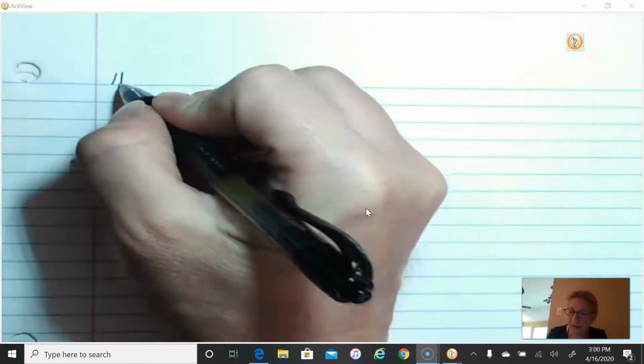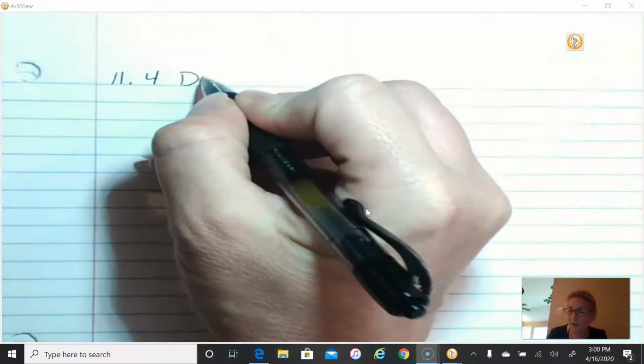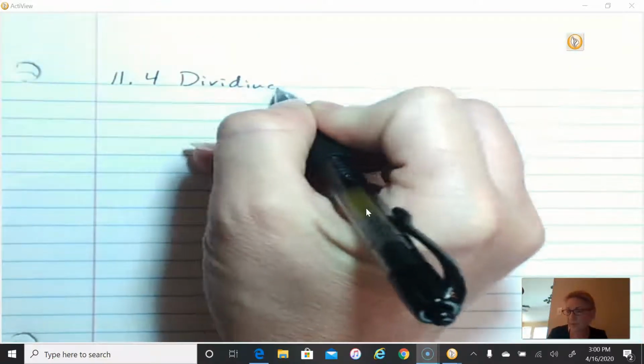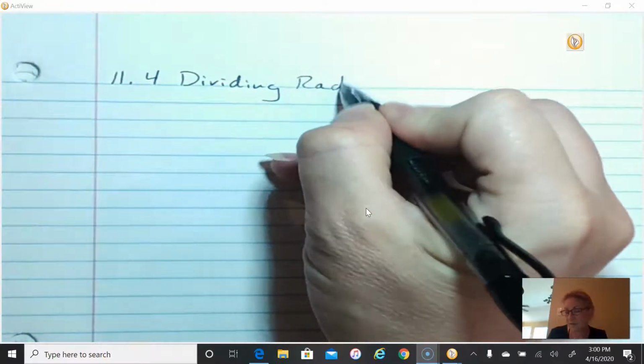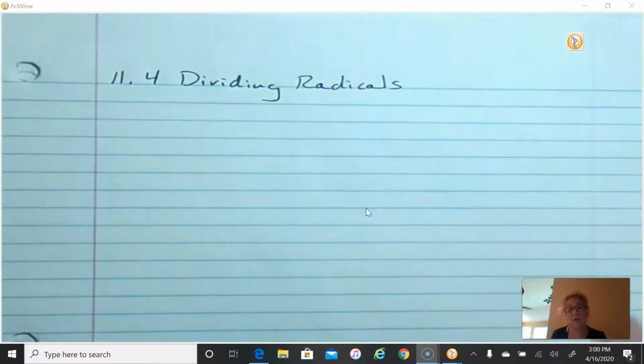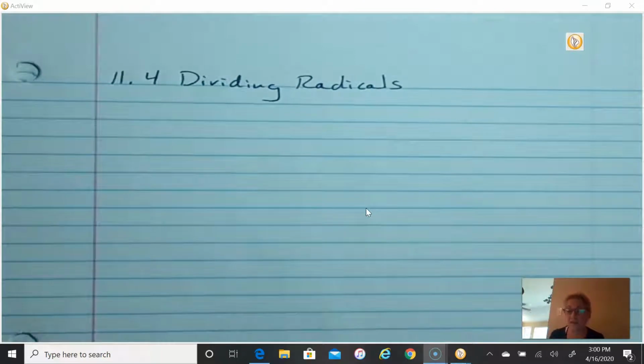Okay, so here we go. 11.4 dividing radicals. Okay, so there's some definite rules associated with dividing radicals that you're going to have to remember. They're very basic rules, and so they're not impossible to remember, but they're definitely there.